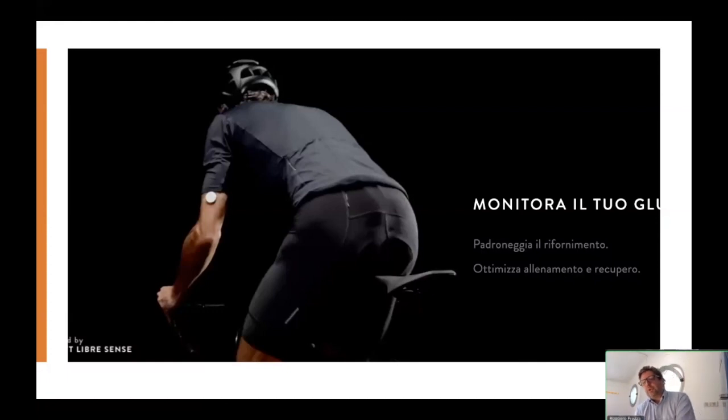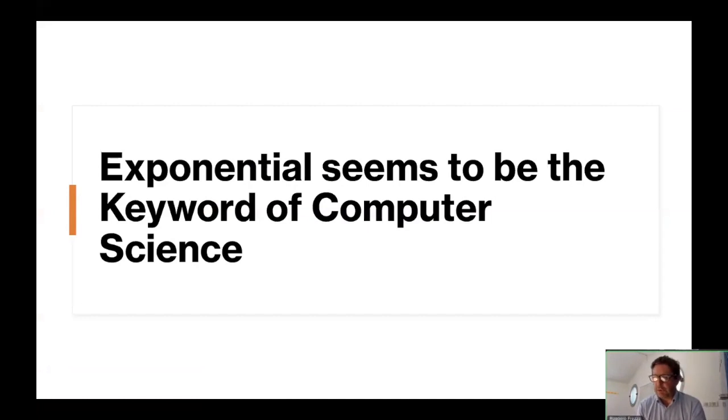So what is the conclusion of this? Exponential seems to be the keyword of computer science, right? Moore's law is exponential. The interconnectivity of the API economy brings exponential speed in the production of new software solutions. So I asked myself, does the exponential keyword apply also to innovation? Is there a Moore's law also for innovation?